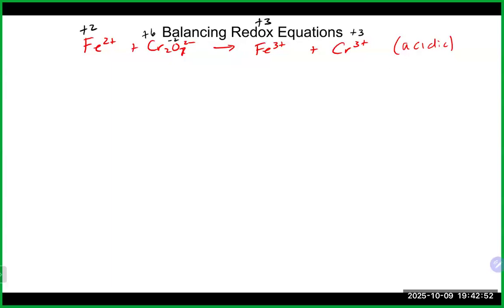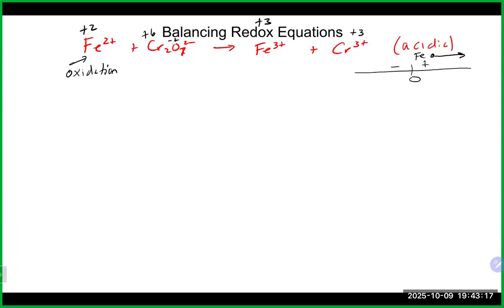So again, if we want to figure out what's going on, we could use our number line if you like. And if we look at the iron to begin with, our iron is starting at +2 here, and it's ending at +3, which means it's becoming more positive, and that means it's going through oxidation. So this guy here is going through oxidation.